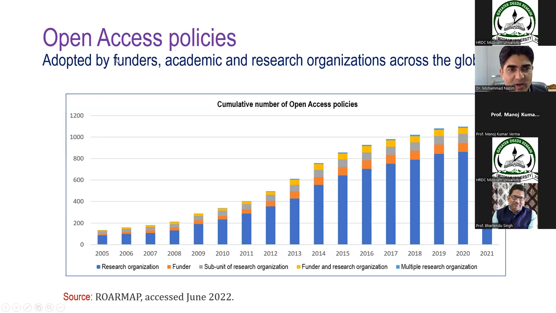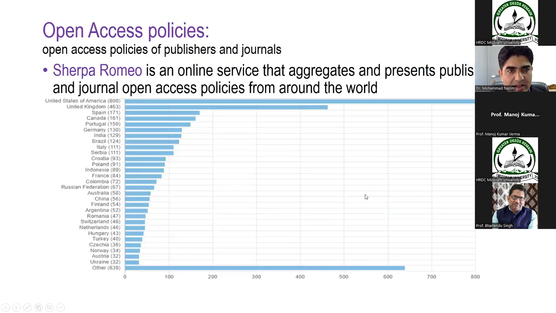This is the open access policies adopted by funders, and at the world level, as we have discussed, in India it is only 18 funders and institutions that adopted open access mandates and policies, and this is the scenario at the world level. Open access policies of publishers and journals, that is data from Sherpa Romeo, which provides the policies of the journals and publishers. That is open access availability of research. So this is not very much relevant to us.